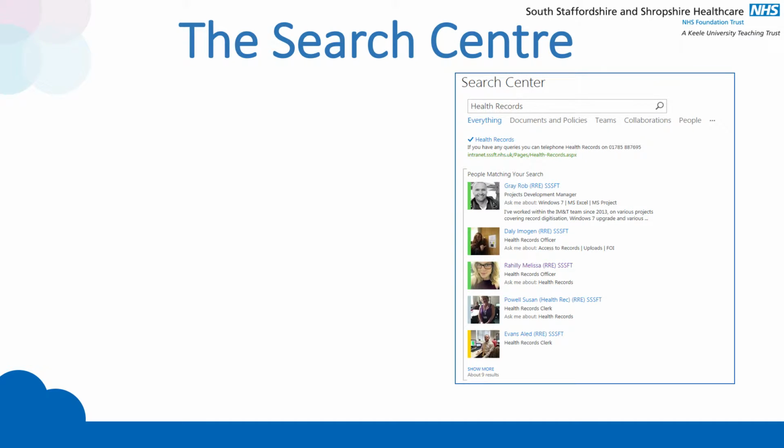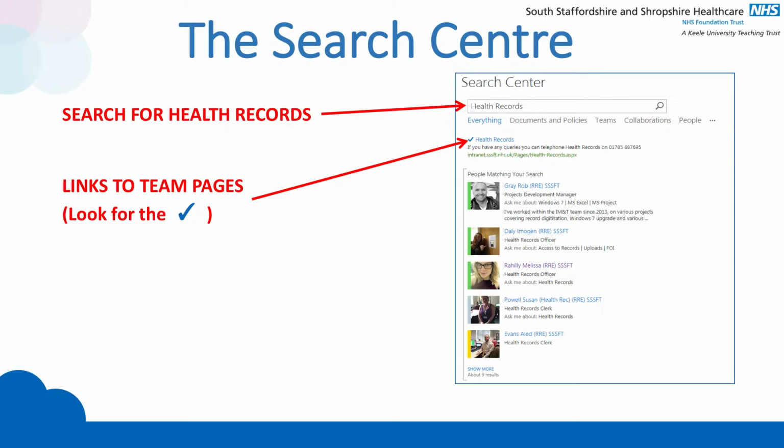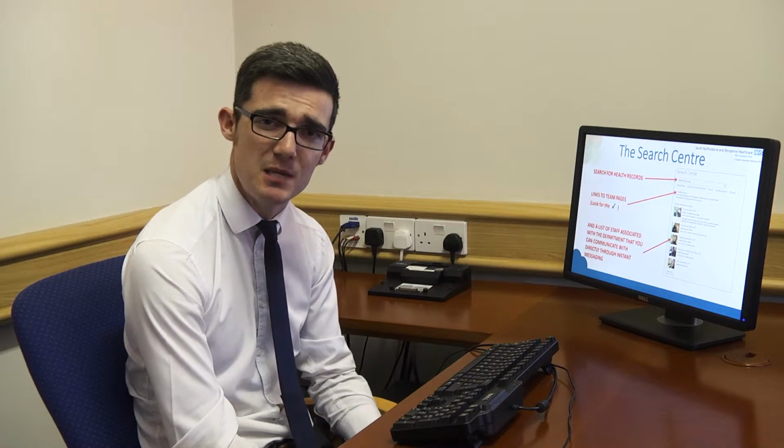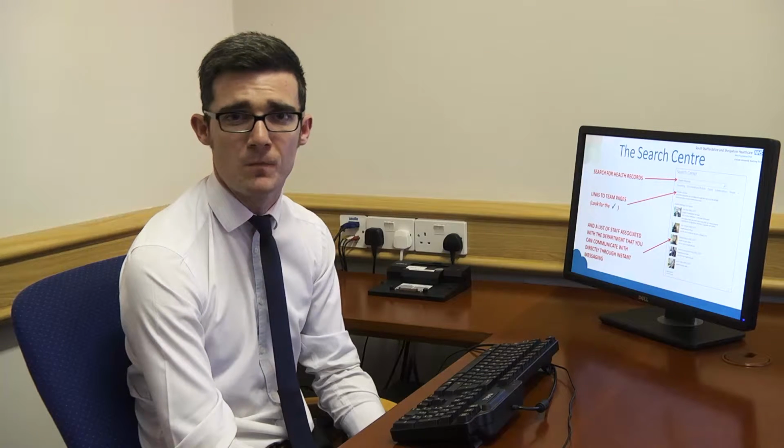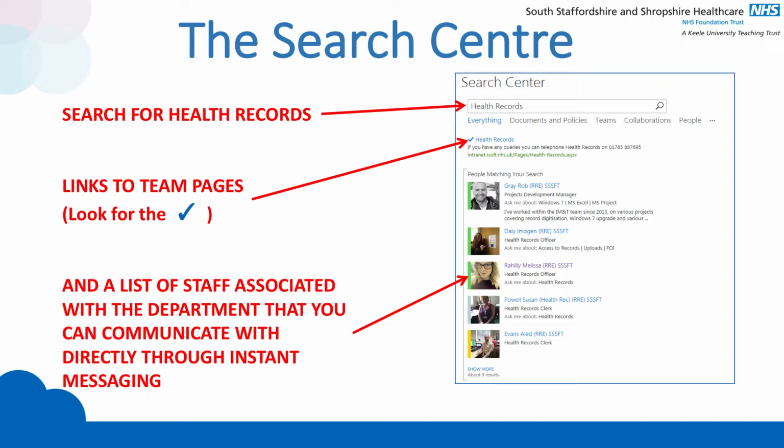On screen is an example of a search that we did for the key term health records. You can see that the top search result is the actual team page, and if I clicked on that, you'll be able to see information that the team want to show you about themselves. Members of the team, the work they do, templates that they want you to fill in, forms they want to share. Next in the list is the members of staff that have either health records in their job title or in the Ask Me About section.